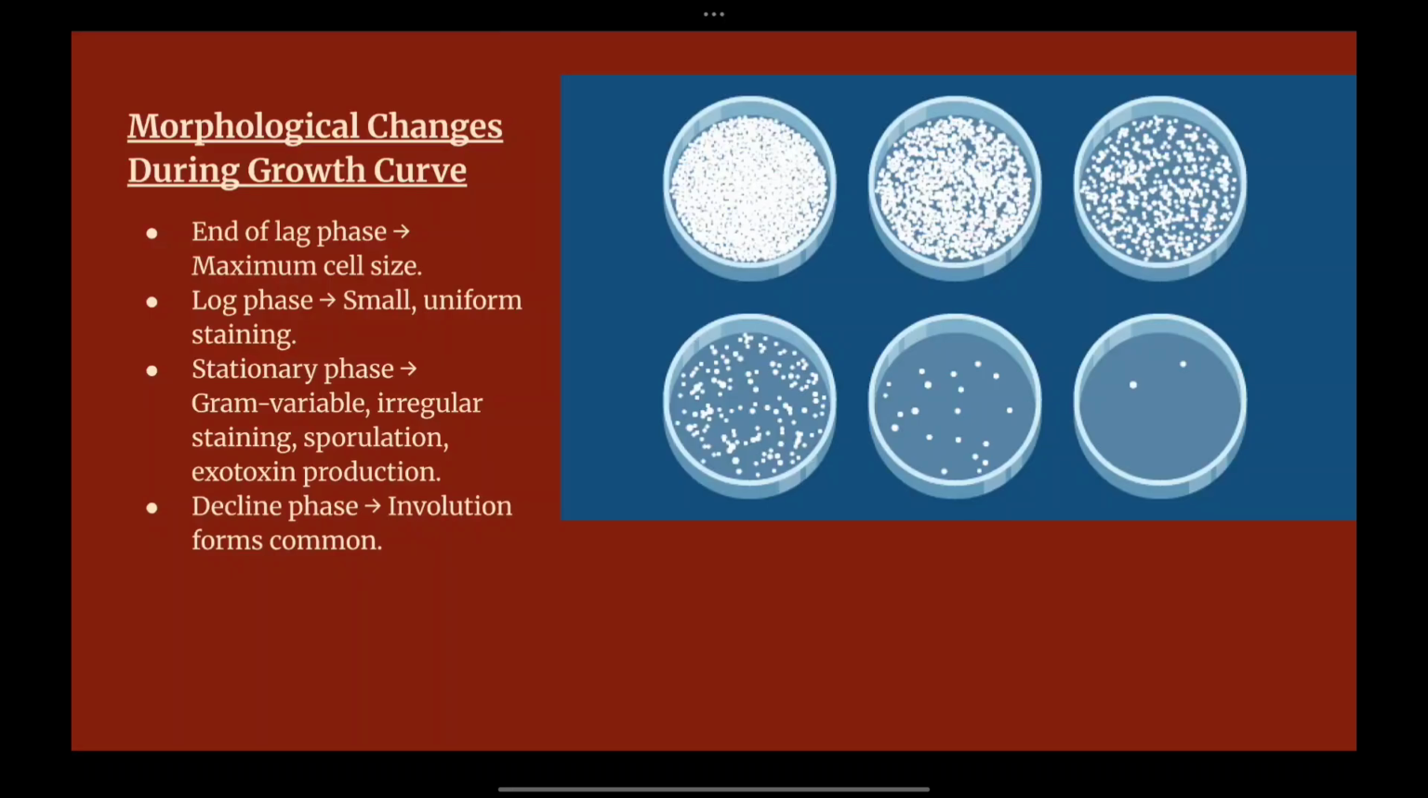After the stationary phase, cell death is seen. Because of the cell death, more toxins are produced inside the culture medium. After the stationary phase, when the cells start dying out, the decline phase is seen and involution forms are common. So there is no further multiplying of the bacteria because of the death phase of all the cells.